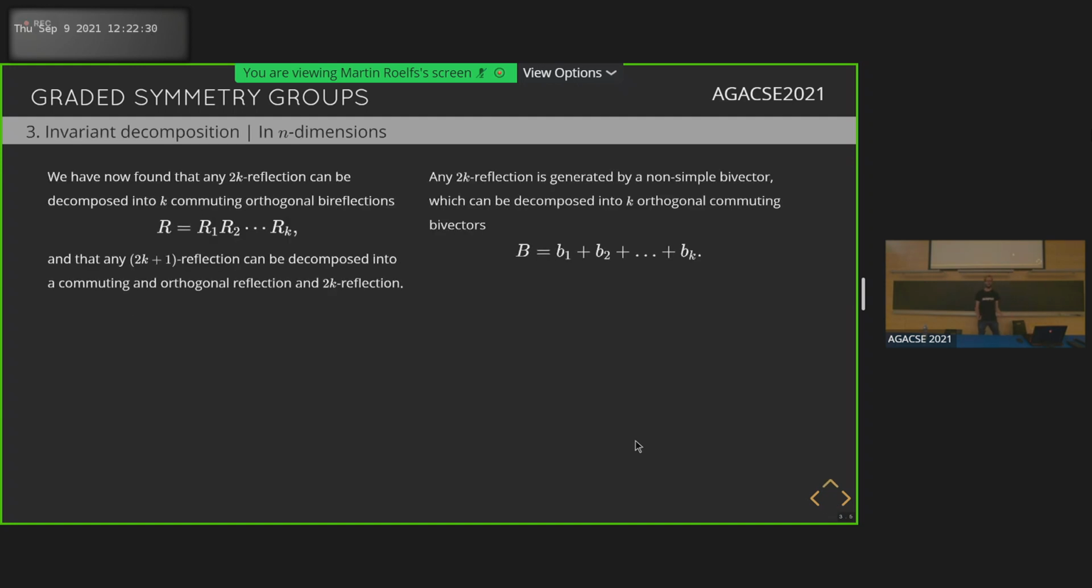So we have now found that any 2k reflection can be decomposed into k commuting orthogonal bireflections, and that any 2k plus 1 reflection can be decomposed into a commuting and orthogonal reflection and the 2k reflection. So now we can really decompose any number of reflections into commuting parts. And additionally, we found that the 2k reflection is generated by a non-simple bivector, which can then be decomposed into k of these orthogonal commuting simple bivectors.